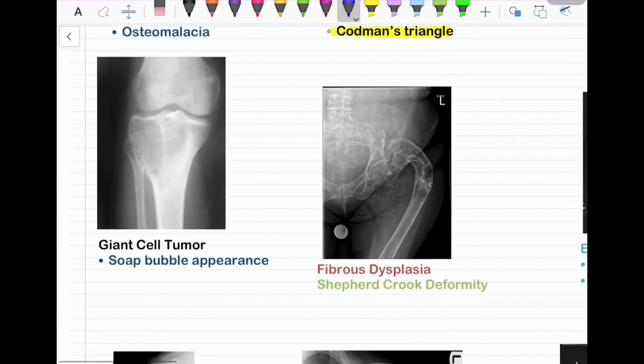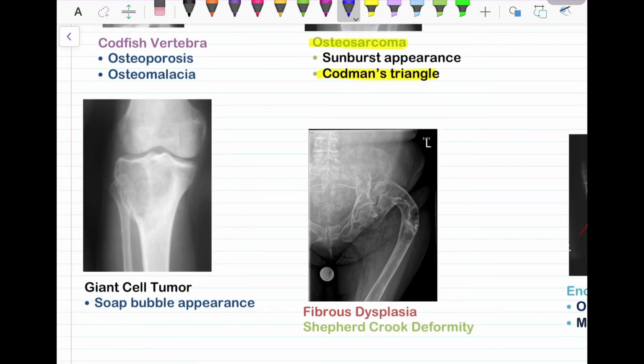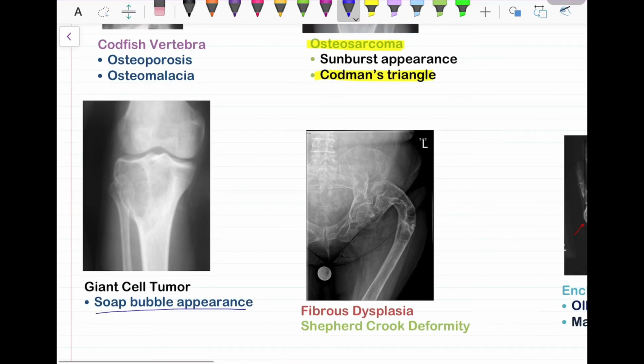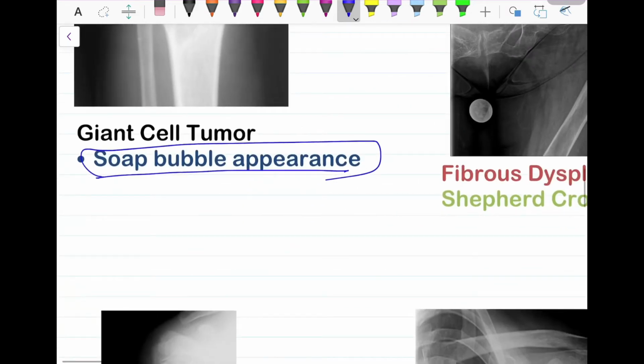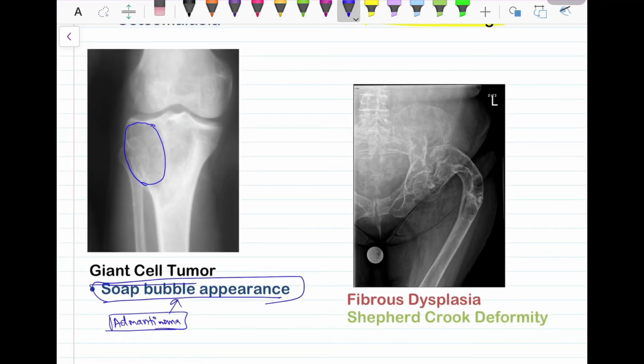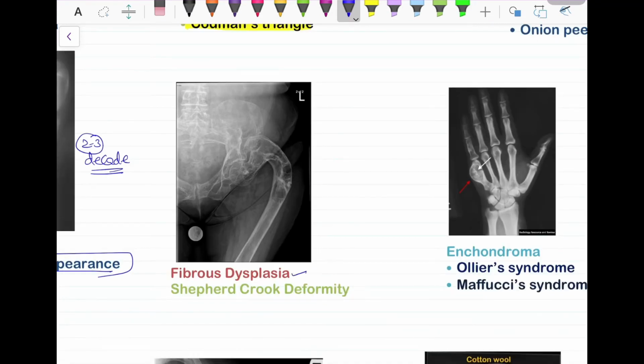The next one is giant cell tumor, and soap bubble appearance is seen in giant cell tumor. So this is soap bubble appearance, and the soap bubble appearance is also seen in adamantinoma. Adamantinoma also shows this soap bubble appearance. And this giant cell tumor occurs mostly after skeletal maturity. The next one is fibrous dysplasia, which shows Shepherd-Crook deformity.